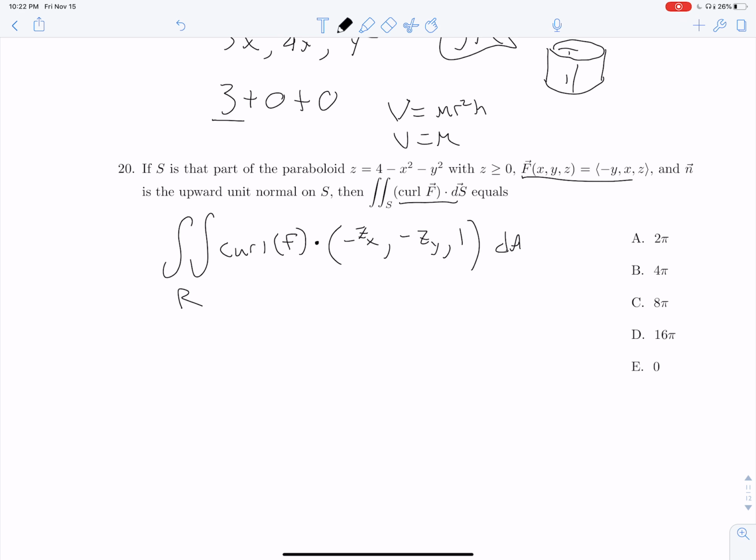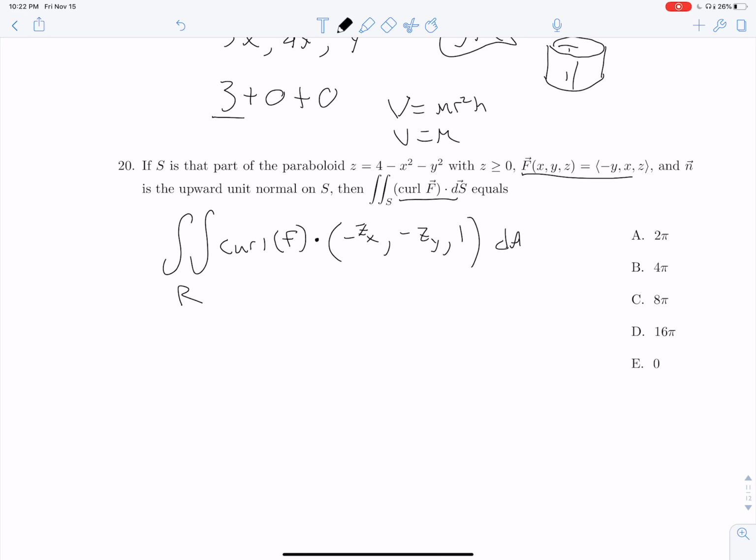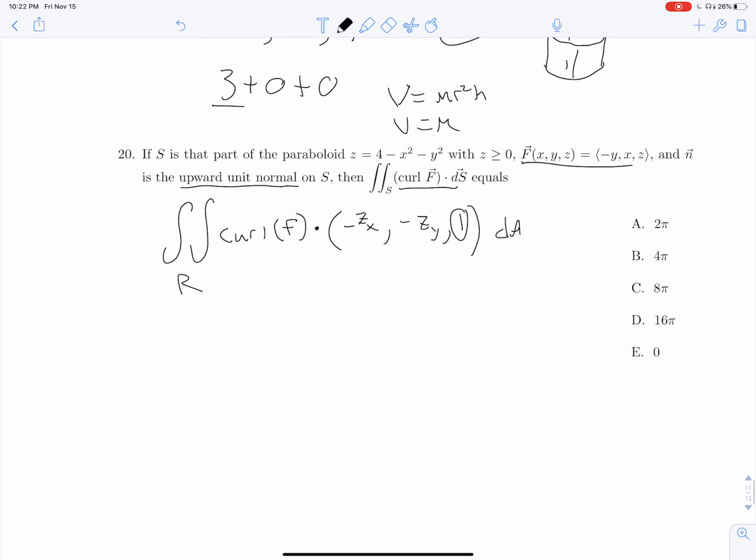So you can look up why exactly this is this. I am not the one to ask. I just remember it, and we know that we want an upward pointing normal, and this satisfies that with our positive z component. So let's find curl F. Let's find those partial derivatives, and let's get out of here.